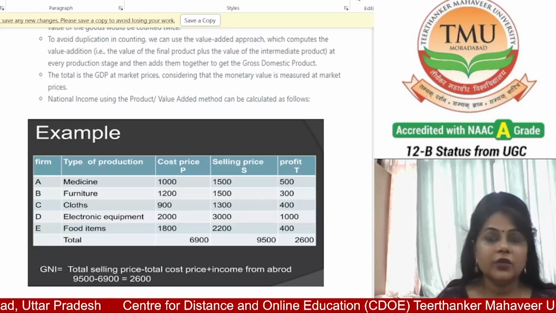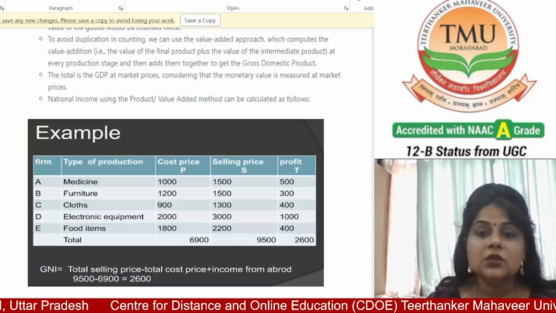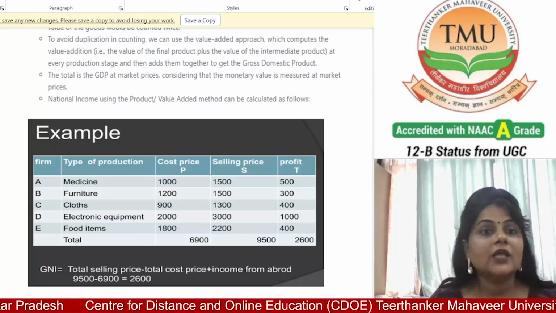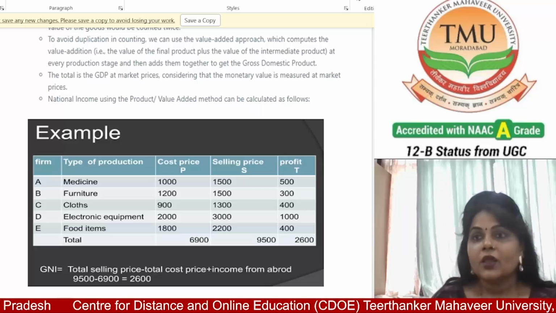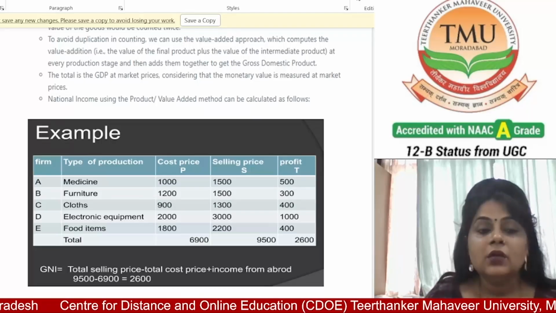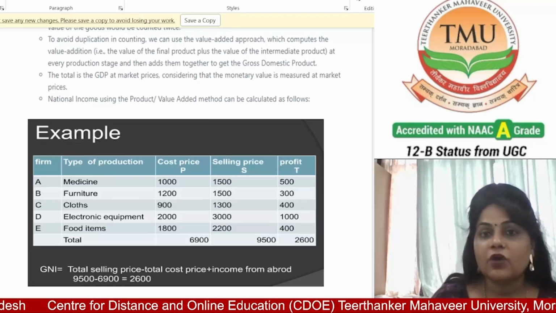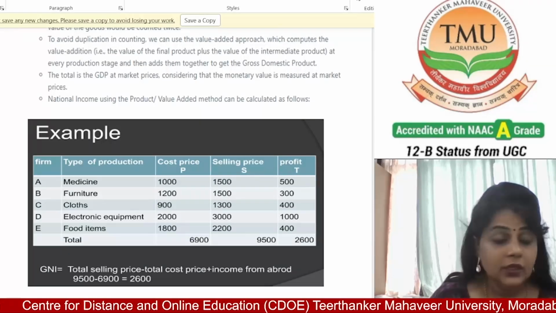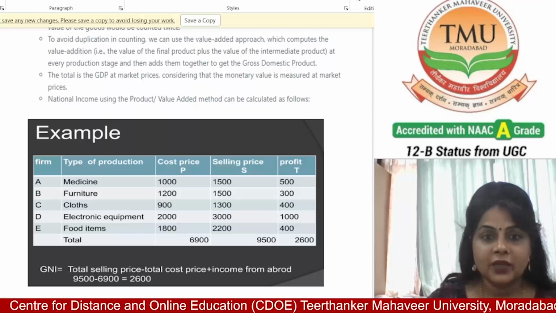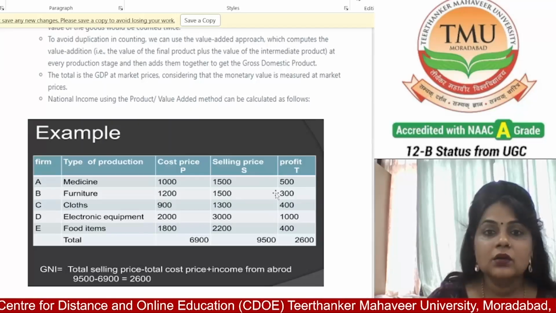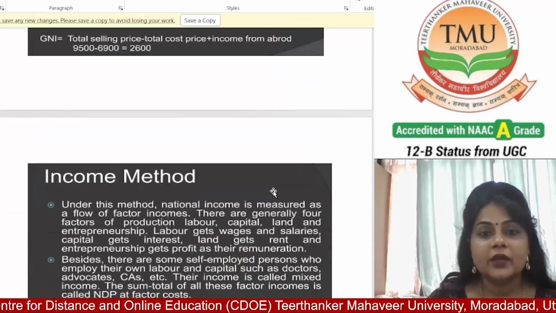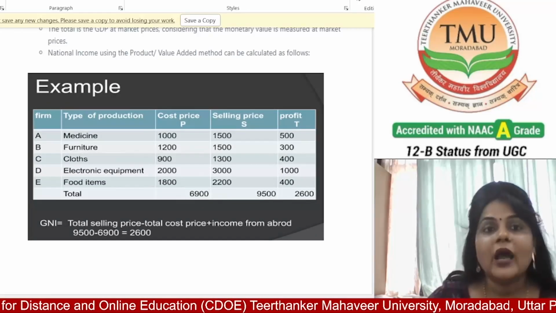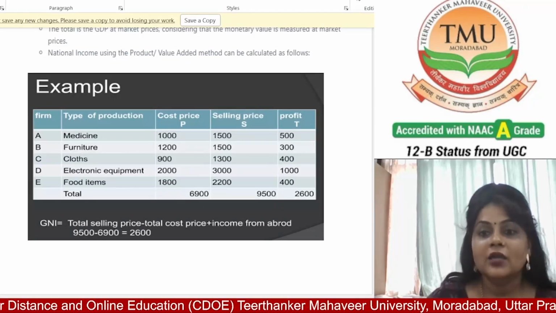So students, in this video I have explained the product method, which is also known by the other name, value added method. There are three methods: first of all, the product method, also called the value added method, then the income method, and the expenditure method. Students, in another video I will discuss the income method.